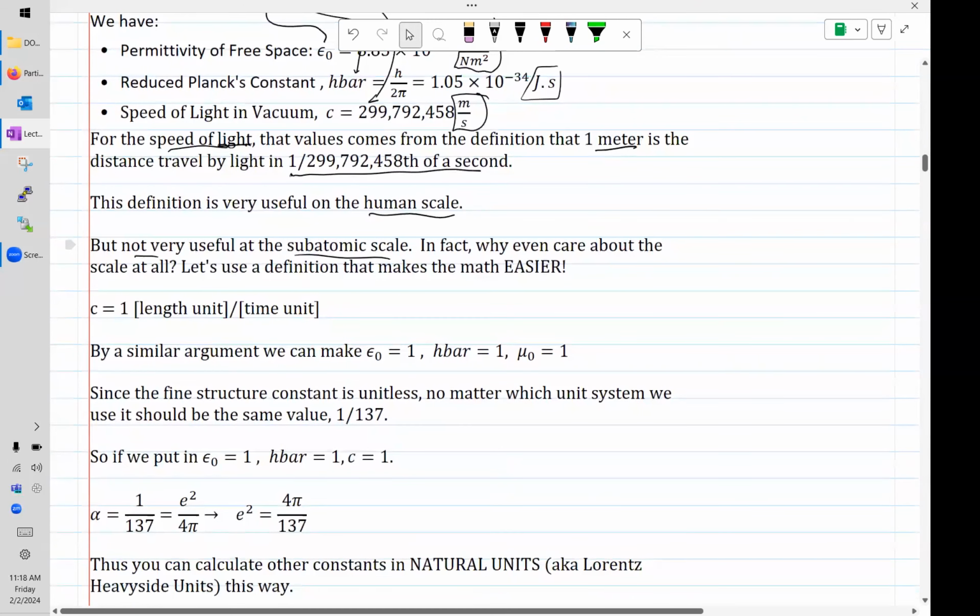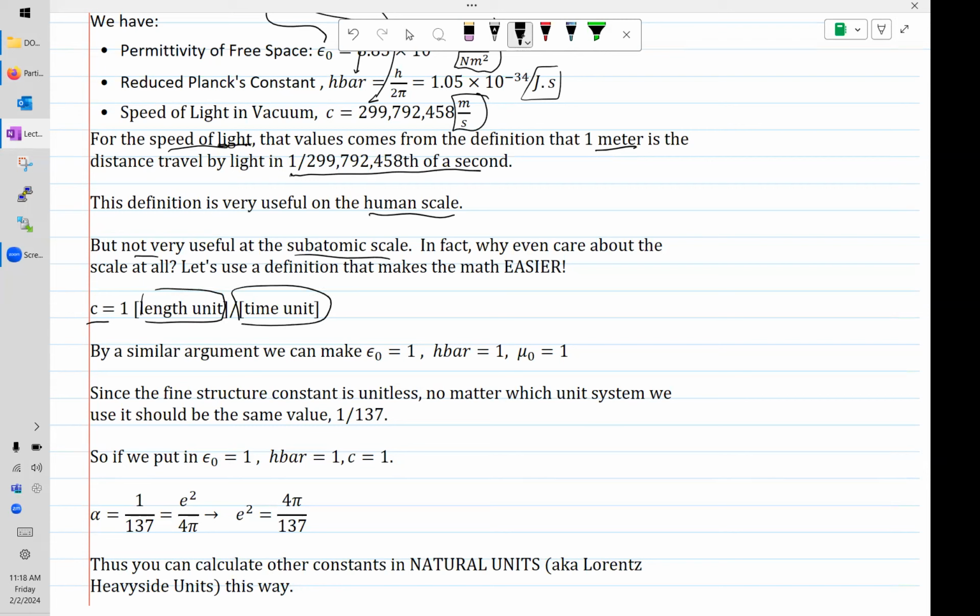And what's going to happen is that things will turn out to be around 1 all the time, which is kind of nice. The way we're going to change this unit system is by just making the speed of light equal to 1. So you can think of it as, we're going to reduce the seconds, so it's actually 3 times 10 to the 8 times what it used to be.